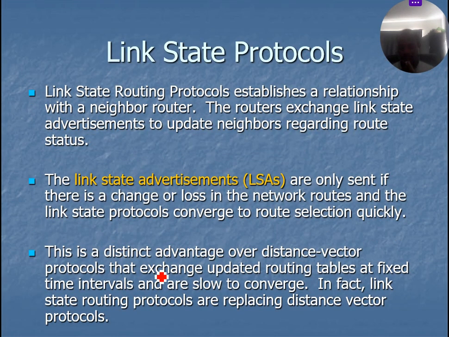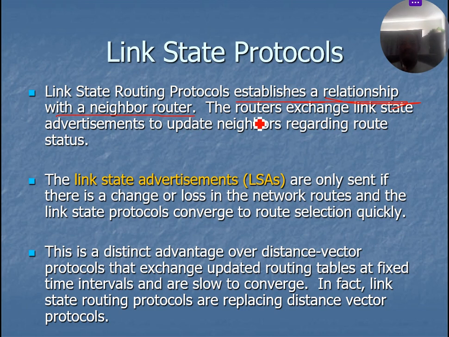Now we've talked extensively on the distance vector routing protocol, a dynamic routing protocol. Now let's talk about the second type of dynamic routing protocol, which is the link state routing protocol. The link state routing protocol establishes a relationship. This one, a relationship has to be established with a neighbor router, not just broadcast to all neighbors. It will establish a relationship with a neighbor router.